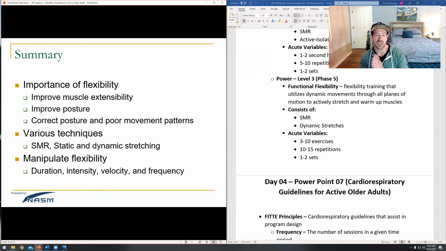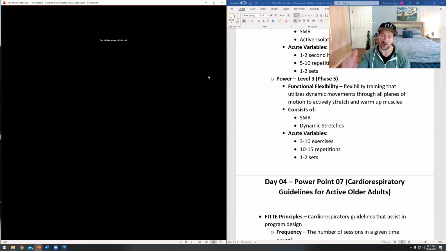So summarizing everything up, we know that stretching can improve muscle extensibility. We just want to make sure we're using the right type of stretches for the right type of client. We've got all kinds of different types. We've got SMR, which is going to be used basically for any type of client. We've got static stretches, which are really good for correcting posture. We've got active stretches, which are really good for warming up the muscles and not turning the muscles off. And we've got dynamic stretches, which are really good for turning the muscles on. Then we want to manipulate the duration, the intensity, and the velocity with those various different techniques.